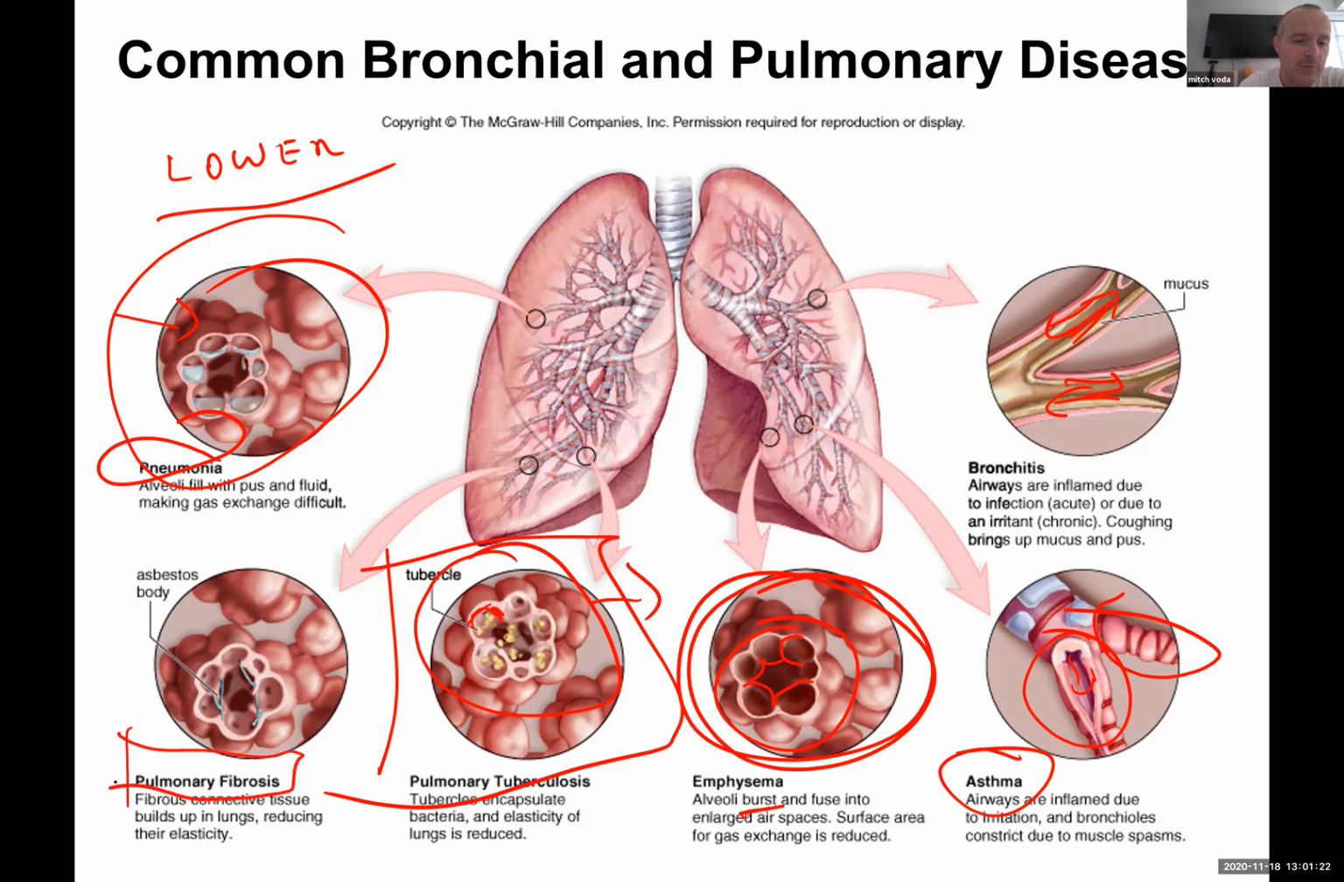Fibrosis, or pulmonary fibrosis, is when we take all kinds of irritants inside the lungs, or we breathe in things like asbestos, which are really fine particles. They attach to the sacs, to the alveoli, and once they attach, they reduce elasticity. If they reduce elasticity, the alveoli don't expand enough, so there's not enough oxygen to be taken in.